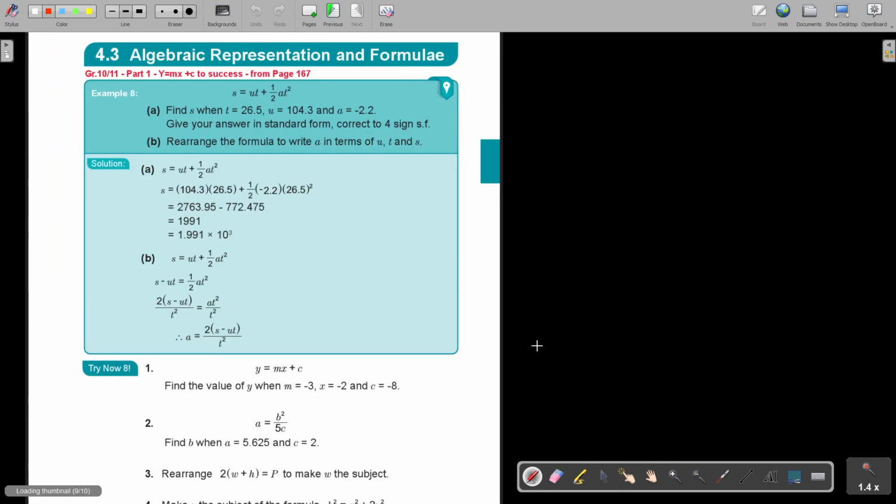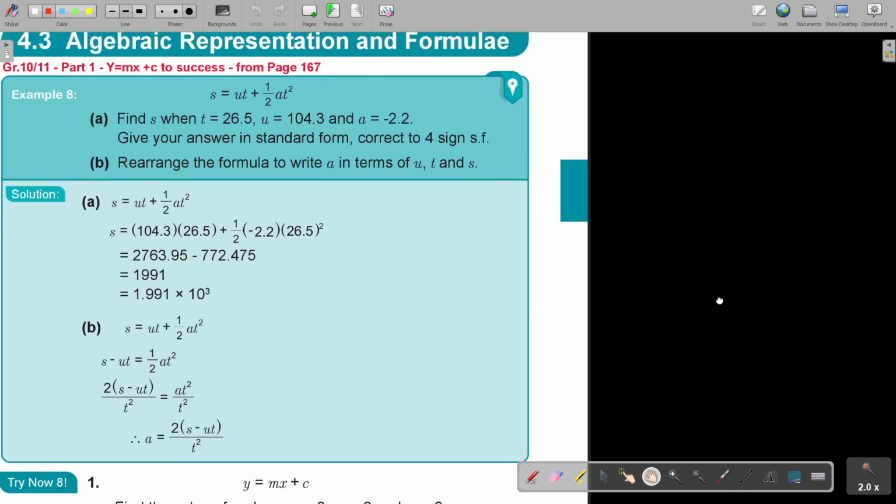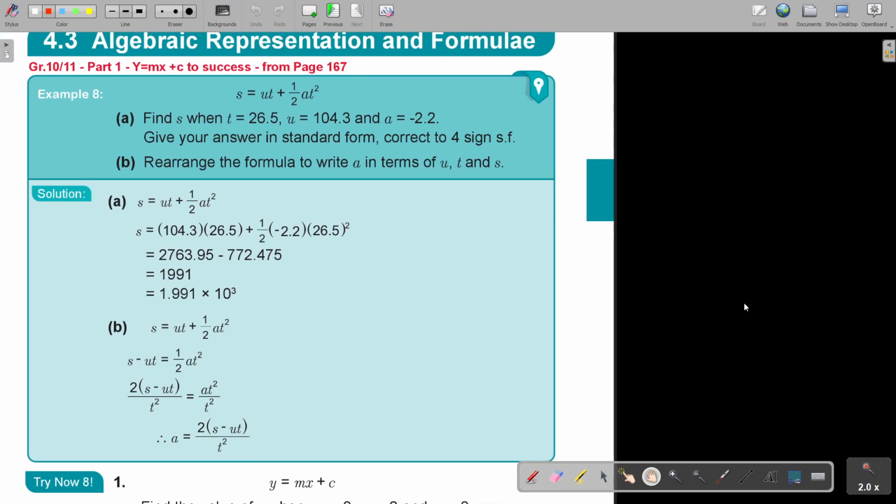And now I'm going to the final part in this video and also in this chapter that I'm doing for you. So this one is algebraic representation and formula. And you will find it in the textbook, in the y equals mx+c mathematics textbook, Part 1, grade 10, 11, from page 167. And I'm going to make it a bit bigger. Okay, there it is. So now, I'm just first going to go through. So find S, so it's basically almost like grade 8, just substitution. And they want it to 3 significant figures.